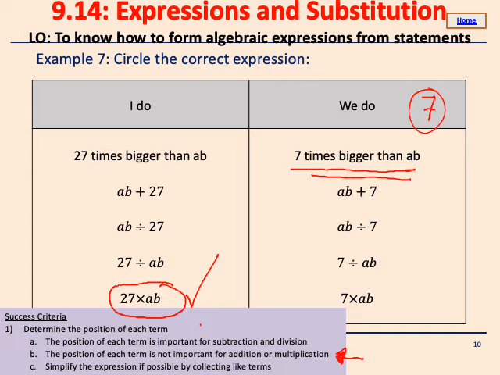So here we go, we're looking at 7 times bigger than AB. So we're looking at a multiple again. So we want to be 7 times bigger than AB. So we have our AB and it's being made 7 times bigger by multiplying it by 7.